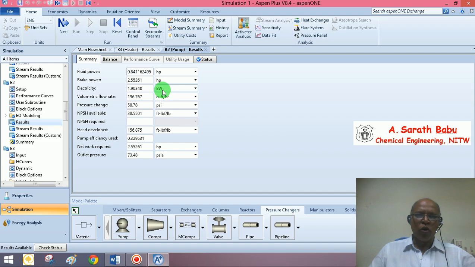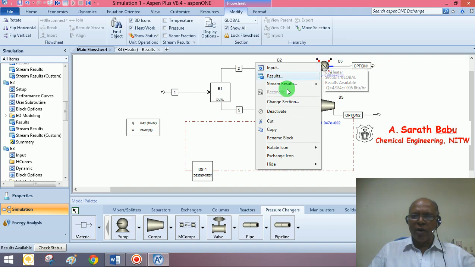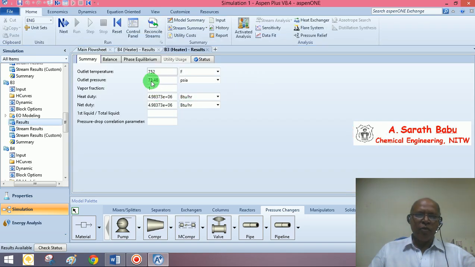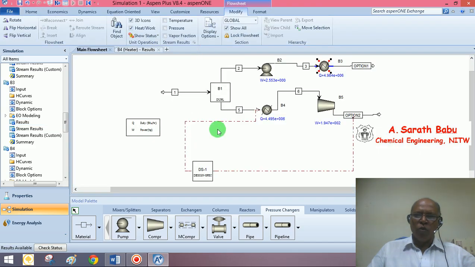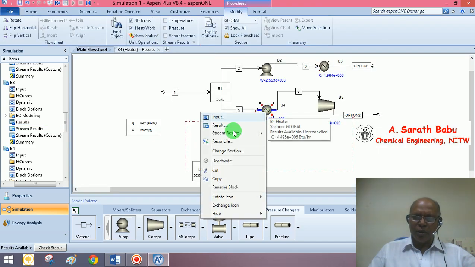That is the total energy required by the pump. Whereas the heat requirement, the energy required for the heater, let me change these units also into kilowatts, is about 1460.59. 1460.59 plus about 1.9 is the total energy required by the first option. Say 1460 plus 1.9, roughly 1462.